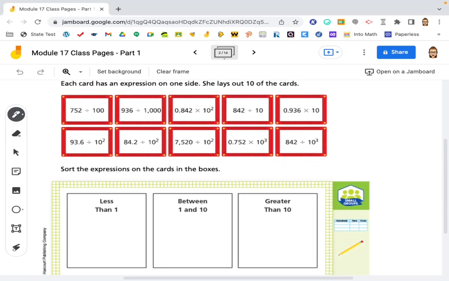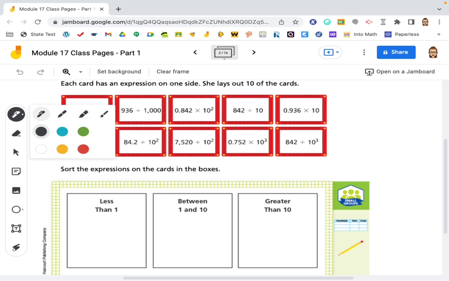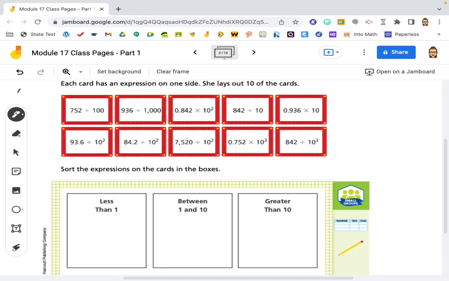So, if we start with the first one, it says 752 divided by 100. Well, I know 100 is going to go into 752 seven times. So that means it's going to fall between 1 and 10. Then we have 936 divided by 1,000. I know that it's going to go into less than one time because 936 is less than 1,000.